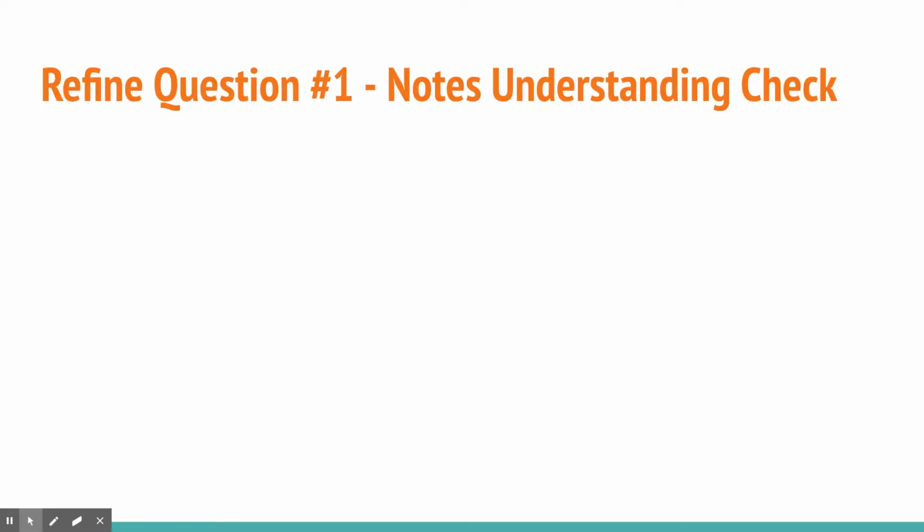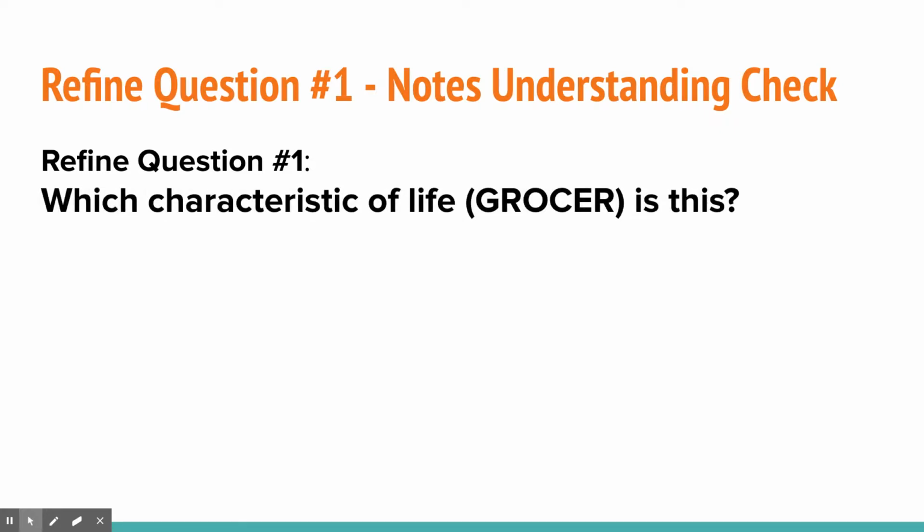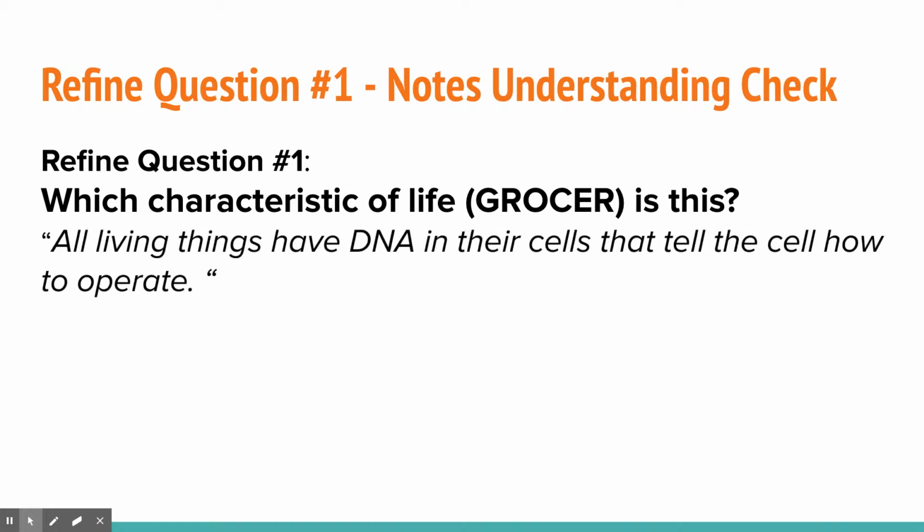And then you are going to go back into your EQ tracker at this point to answer the refined question number 1, which is which characteristic of life, so GROCHER, is this? So my question is centered around: all living things have DNA in their cells that tell the cell how to operate. Again, all living things have DNA in their cells that tell the cell how to operate. So what is this an example of? Is it an example of G for growth, R for reproduction, O for organize, C for code, E for energy, or R response to change?